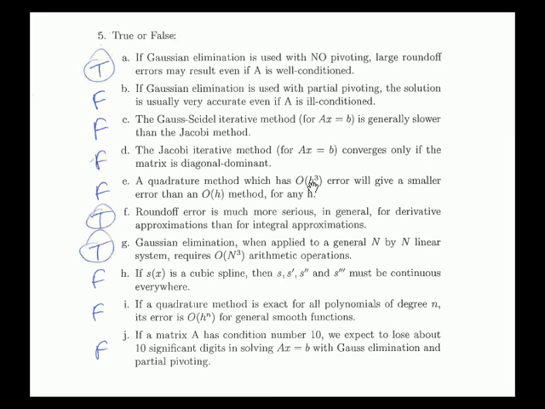It says a quadrature method which is order h cubed will give a smaller error than an order h method for any h. No, that's not true. As h goes to 0, eventually the order h cubed method will be more accurate, but this method might have an error that's a million times h cubed and the other was just h, and for a while h is smaller than a million h cubed until h gets real small. So it's not true that the higher order method is better for any h, but it's better eventually as h goes to 0.